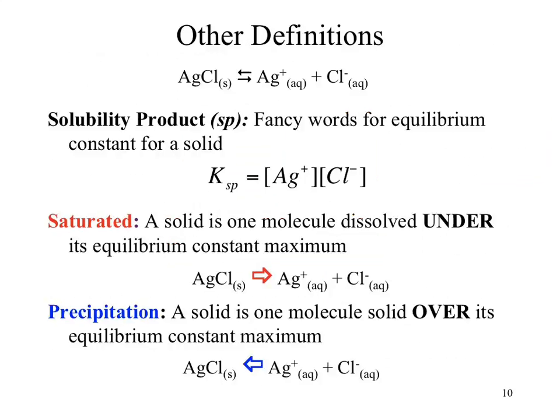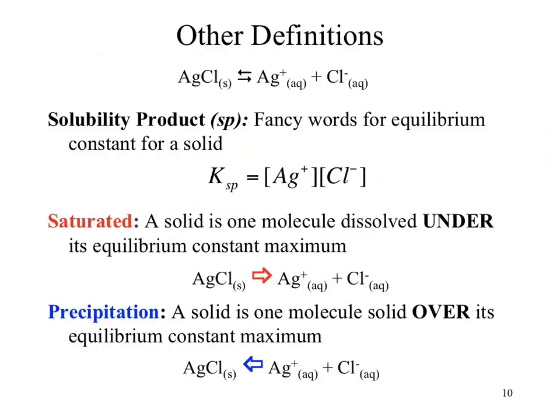Other definitions that we might come up with or see. We just talked about the solubility product, just multiplying those. The other thing that we can think about is saturated. Saturated solution means that we've entirely dissolved the solid, so there is no solid left. This means it is one molecule under our equilibrium constant maximum.